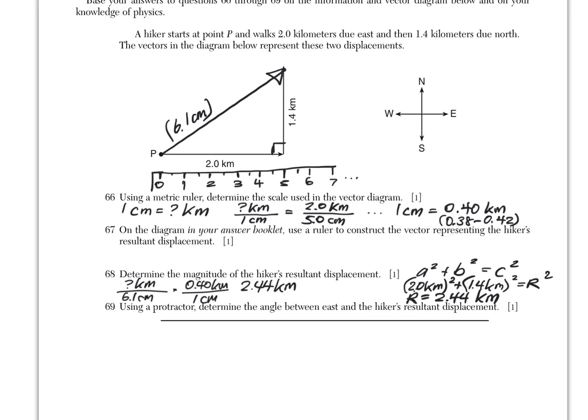Now, you're also allowed some wiggle room on that answer because you're allowed plus or minus 0.2 centimeters on your measurement, and so you have some wiggle room on your displacement based on the scaling. I believe based on that plus or minus 0.2 centimeters, I have a range of 2.36 to 2.52 kilometers based on the actual measurement.